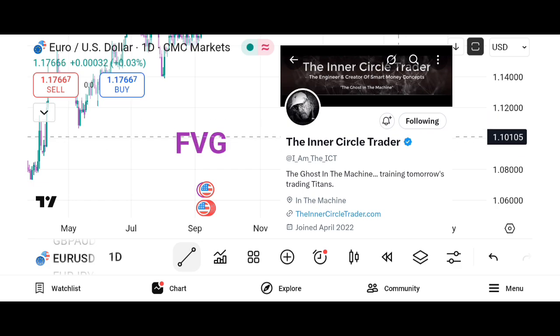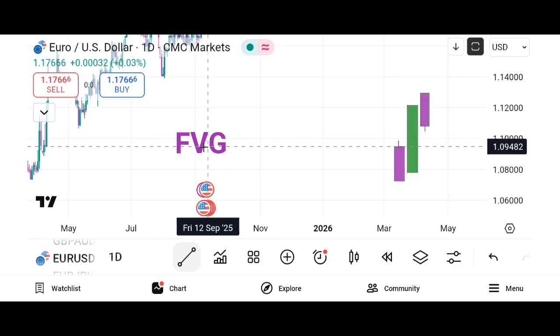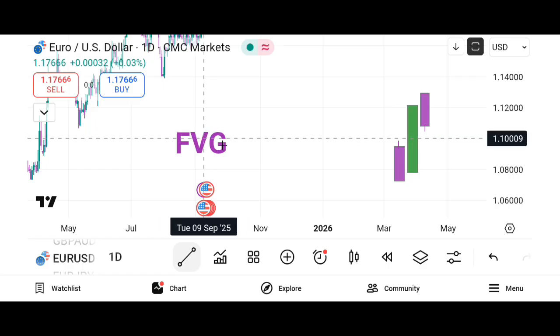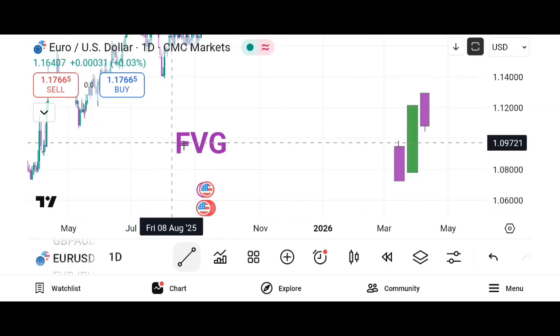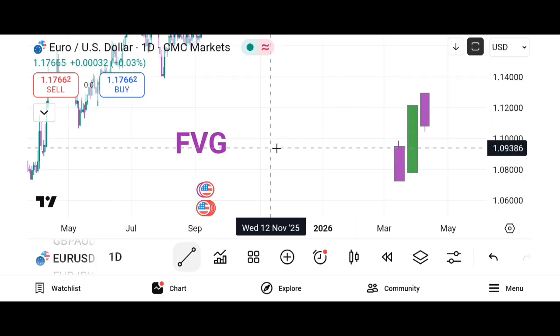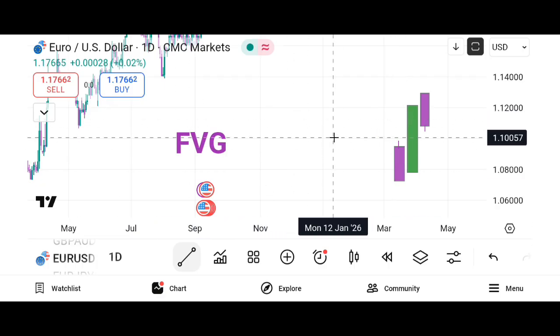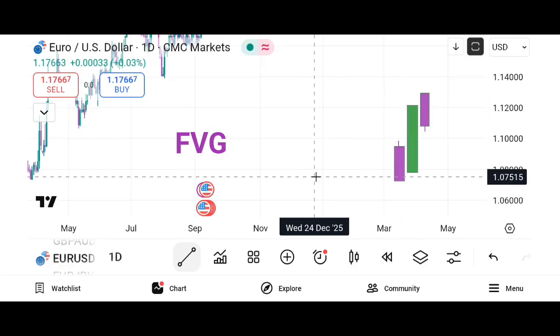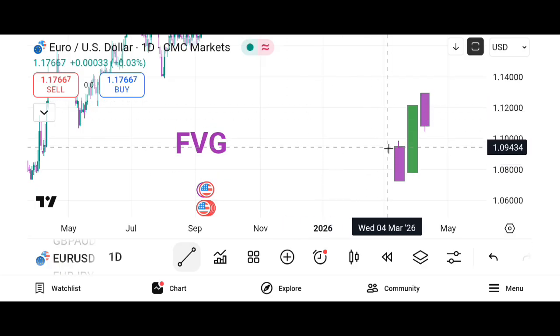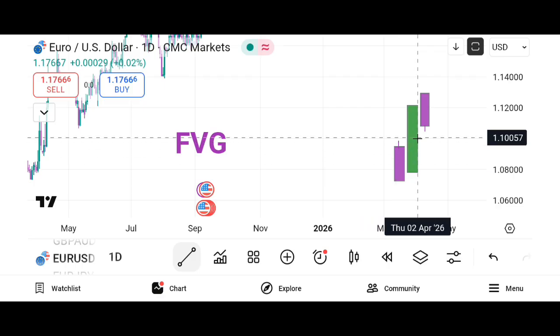So what is fair value gap? We're talking about FVG, also known as fair value gap, also known as an imbalance, also known as inefficient price action, IPA, and also known as gap. Whatever you know it as, fair value gap is the spaces between three candles.